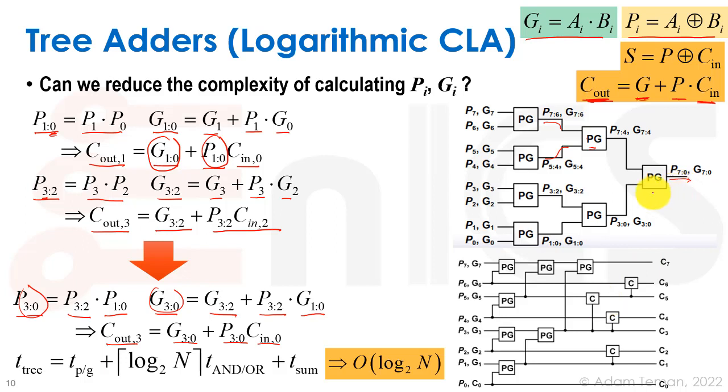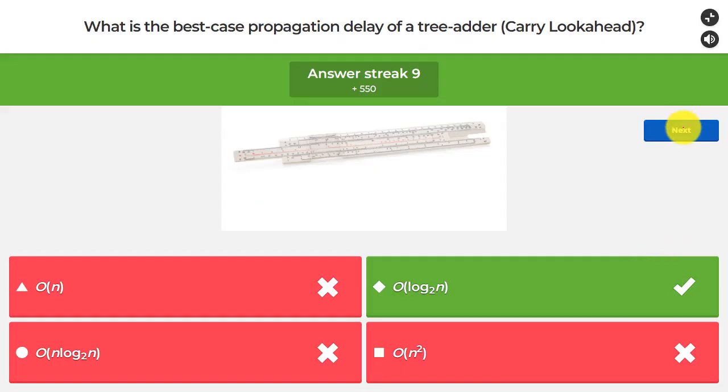And that's really going to give us the C out of n minus 1 to 0, and it's going to be logarithmically fewer stages than rippling the carry all along the way. That is not necessarily enough, because we also need to get internal values to calculate everything, as we're going to see on the next question. So the answer, of course, is O of log 2 of n.